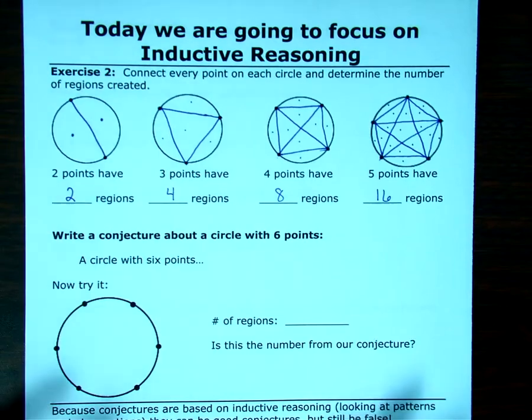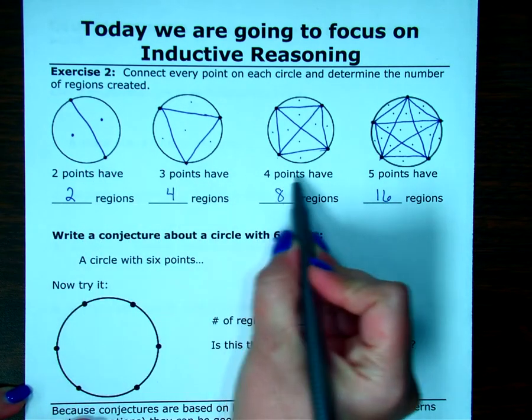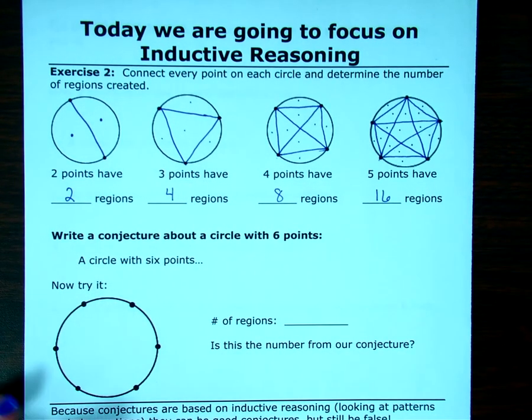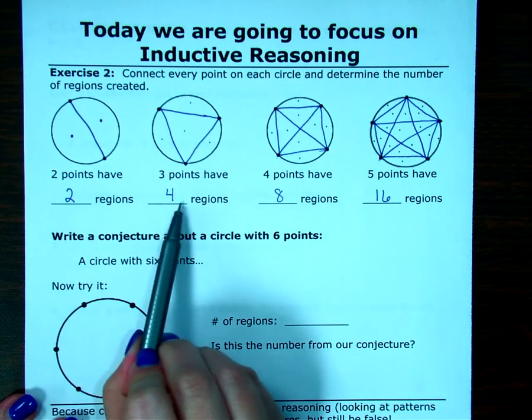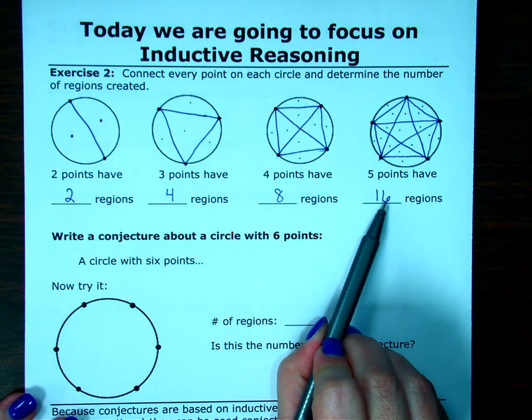Okay, so I have 2, 4, 8, and 16, and it wants me now to write a conjecture. That means to look at the pattern and come up with a conclusion that's based on the pattern about a circle with 6 points. So I've got 2, 3, 4, 5. What do I think is going to happen when I have 6 points? So we're going to write a conjecture. Well, let's look at the pattern. 2, 4, 8, 16. It kind of looks like it doubles, right?